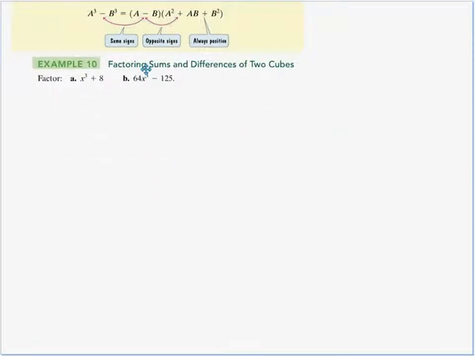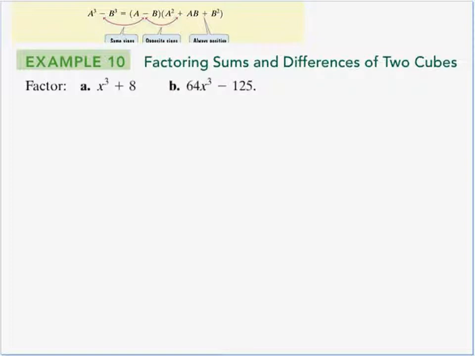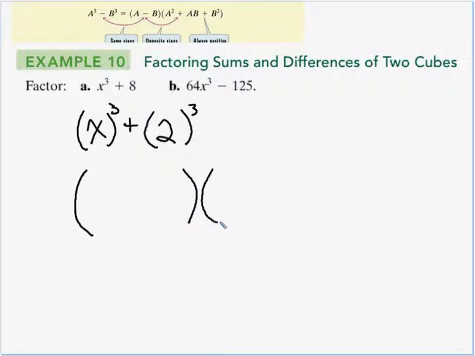So first we have to recognize that we do in fact have a sum or difference of cubes. And when I look at example 10, I see an x to the third, and that is x cubed. Plus, can we rewrite 8 as something cubed? Well, 2 to the third is equal to 8. So there are the two factors that we're interested in. And when you're doing a sum or difference of cubes, it's always going to break down into a binomial multiplied by a trinomial. So I got a smaller set of parentheses here, and then I made a little bit bigger set. The binomial is very easy to create.